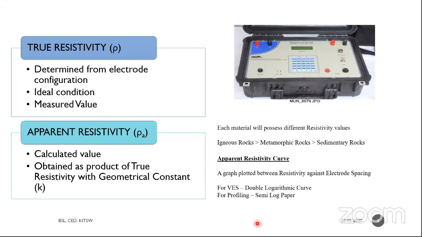So the apparent resistivity graph is defined as a graph plotted between apparent resistivity value and electrode spacing. Electrode spacing means AB by 2. If I want to see 1D imaging, that is vertical electrical sounding, then a double logarithmic graph is recommended. That is, you have to plot log-log axes. If you want profiling, that is 2D imaging, we go for semi-log. That is, the x-axis will be log and the y-axis will be arithmetic scale.